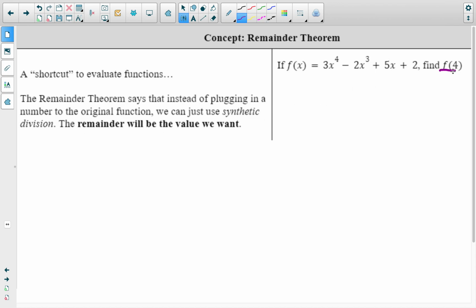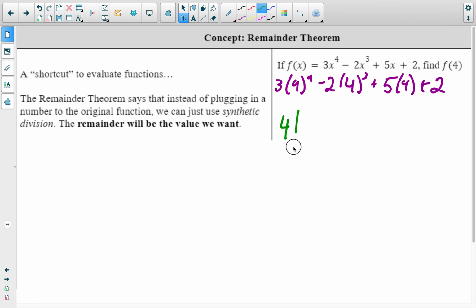Okay, so if I asked you before this lesson to find f of 4 given this polynomial, what would you do? You would just take 4 and plug it in everywhere, right? Oops, why did I put a 2 there? I don't know. Right, you put 4 here, you put 4 here, you put 4 here, you put a 2 there, and you'd evaluate, okay? And you get a number. This is just saying that we can take 4, do synthetic division, right?